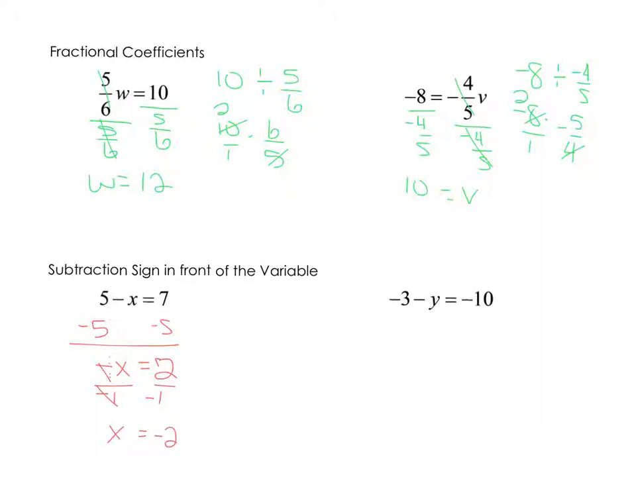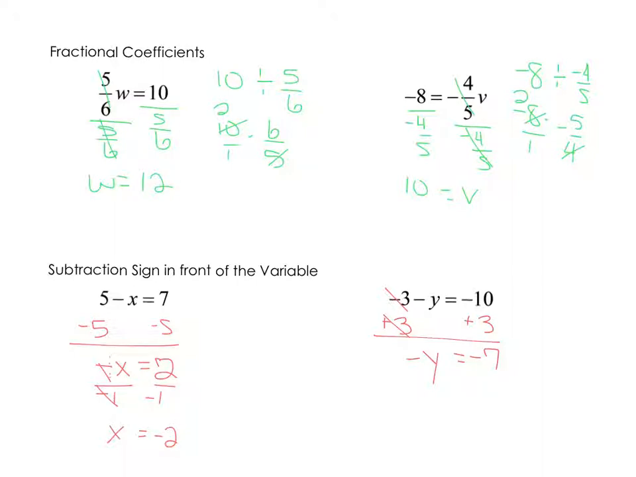We're going to do it again. Negative 3 minus y equals negative 10. First thing I've got to do is get rid of this negative 3. It's a negative 3, so I'm going to add 3 to both sides. Negative 3 plus 3 becomes 0, and I'm left with a minus y. Don't lose that minus sign. Negative 10 plus 3 is negative 7.